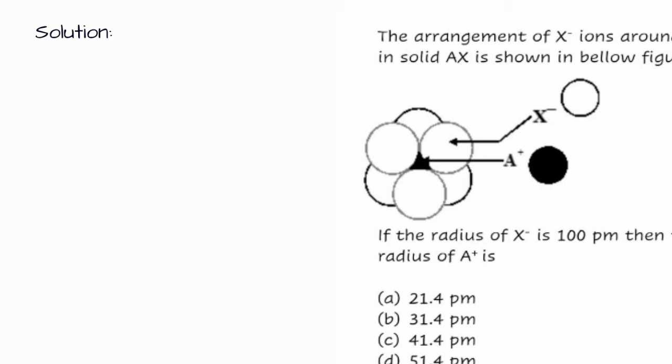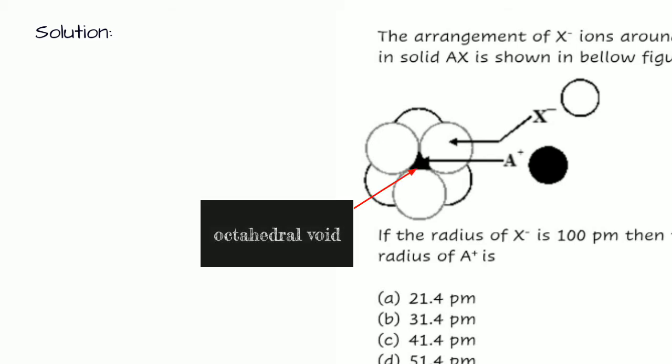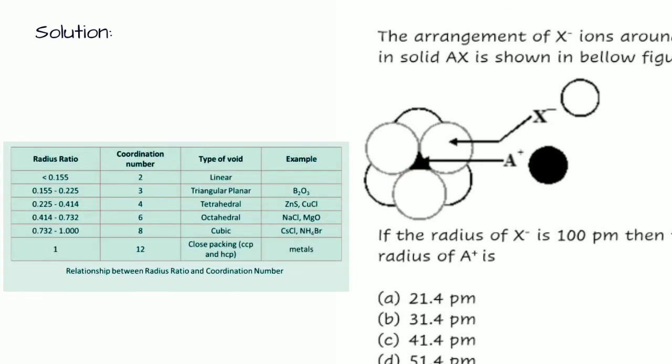Okay, and above that first layer the second layer is there, but here the apex of the triangular void of the first layer is opposite to the apex of the triangular void of the second layer. That means the void due to this packing will be an octahedral void. Always remember that if the void is octahedral, then the radius ratio, that means the ratio of the radius of the cation and anion, is between 0.414 to 0.732.